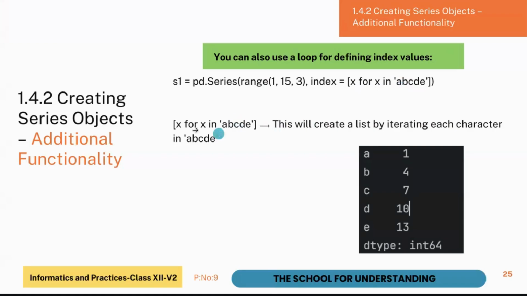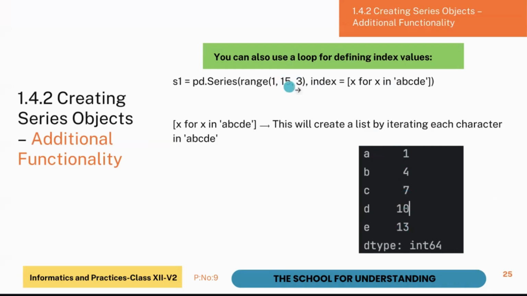Look here, this x for x in 'ABCD' will create a list by iterating each character in 'ABCD'. But here A, B, C, D, E are the index, and this range goes from 1 to 15 with a step size of 3, excluding 15. The last value should be less than 15. So we start with 1, if we add 3 it will be 4, 4 plus 3 will be 7, 7 plus 3 will be 10 and 13, and it should be less than 15.